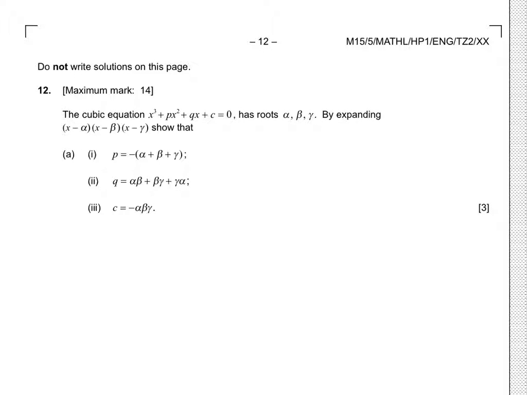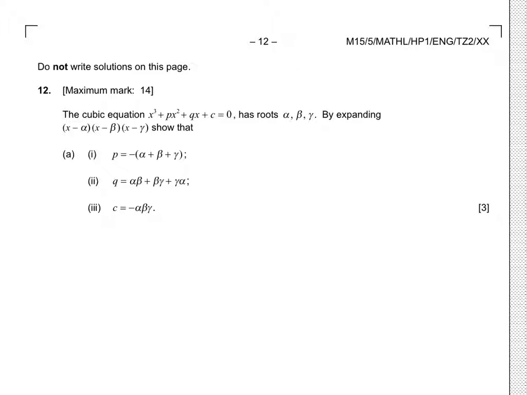Okay, this is May 2015, paper 1, time zone 2, question number 12, and it's a section B question. So I'm going to do this in a few separate parts. The cubic equation has roots alpha, beta, and gamma. By expanding (x minus alpha)(x minus beta)(x minus gamma), show that these things are true.